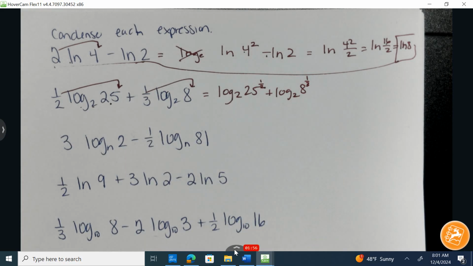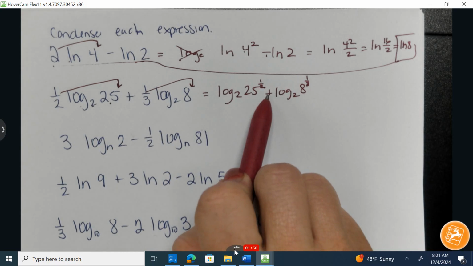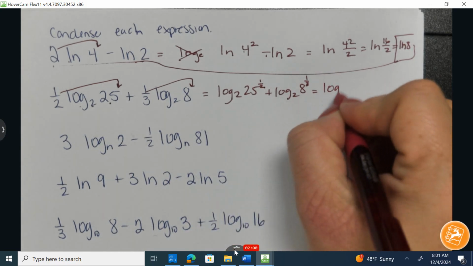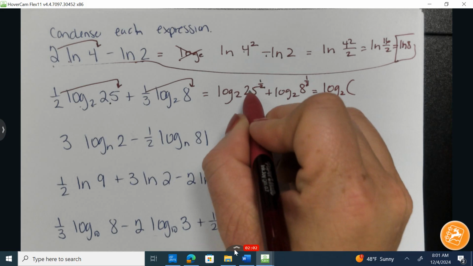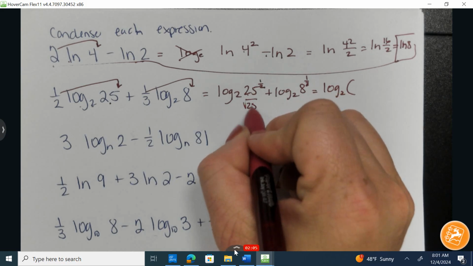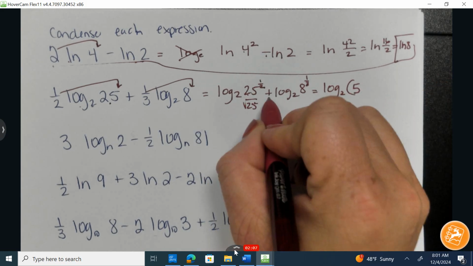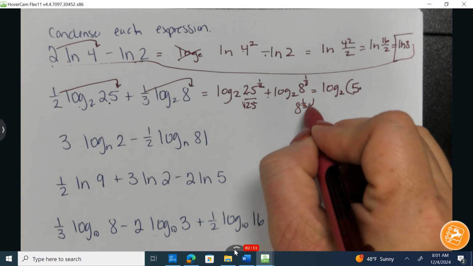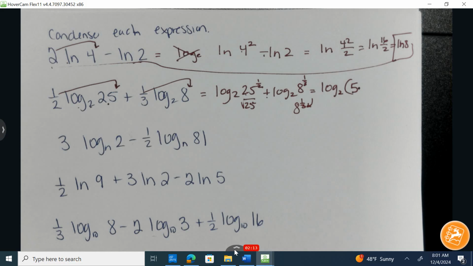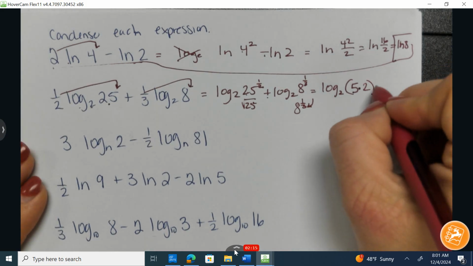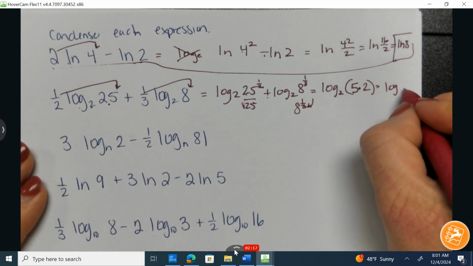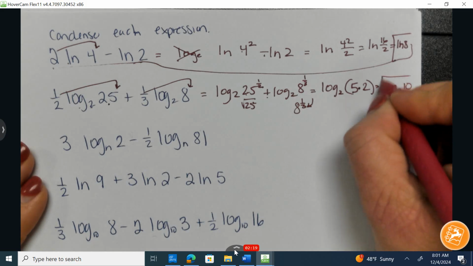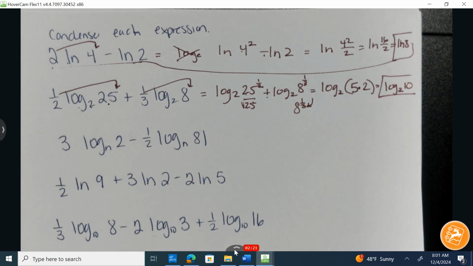When I condense this, addition is going to turn into multiplication. So log base 2. Now I know 25 to the 1/2 is the square root of 25, which is equivalent to 5. Addition turns to multiplication. And I know 8 raised to the 1/3 means what times itself 3 times equals 8? The answer is 2. And so my condensed answer is log base 2 of 10. Let's now look at the third example.